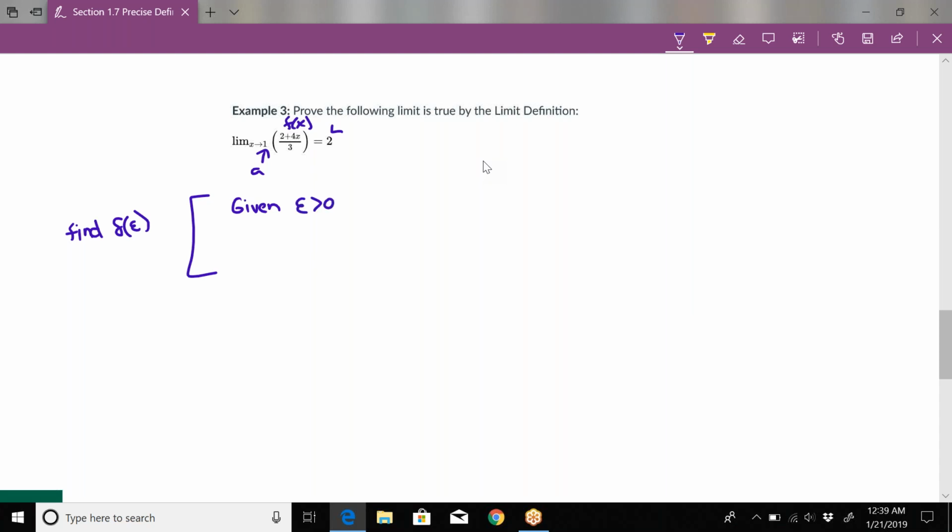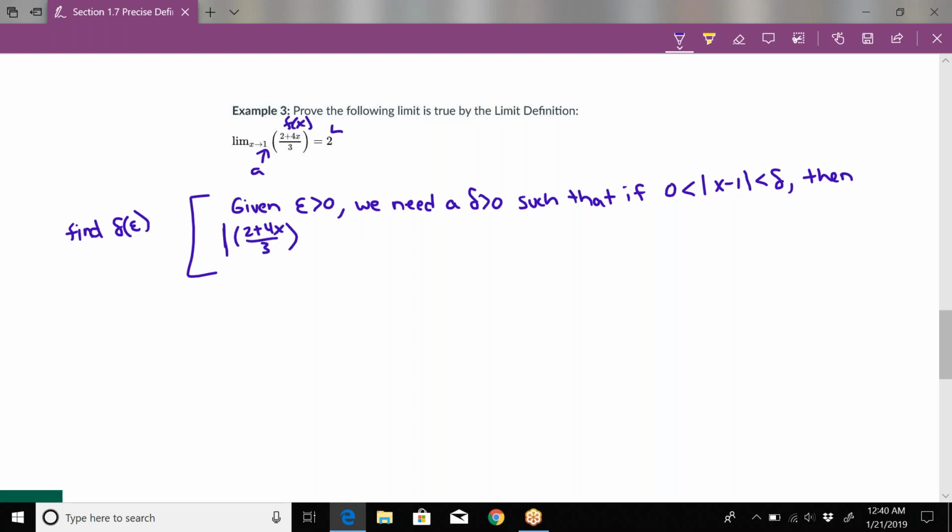So if we're given an epsilon greater than 0, we need a delta greater than 0 such that if 0 is less than absolute value of x minus 1, remember this is our A, less than delta, then our f of x, which is 2 plus 4x over 3, minus our L, which is 2, needs to be less than epsilon. But we can work with this, because remember we're working backwards to force the success, essentially. And this does get more complicated the more complicated your functions are. Remember, we're doing linear functions essentially.